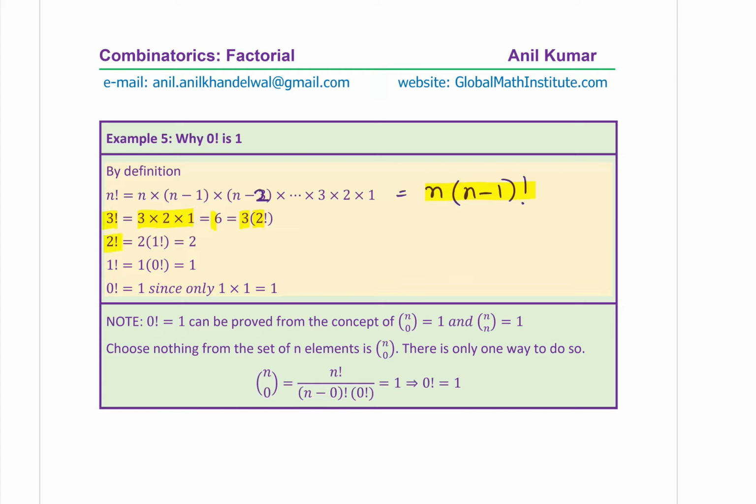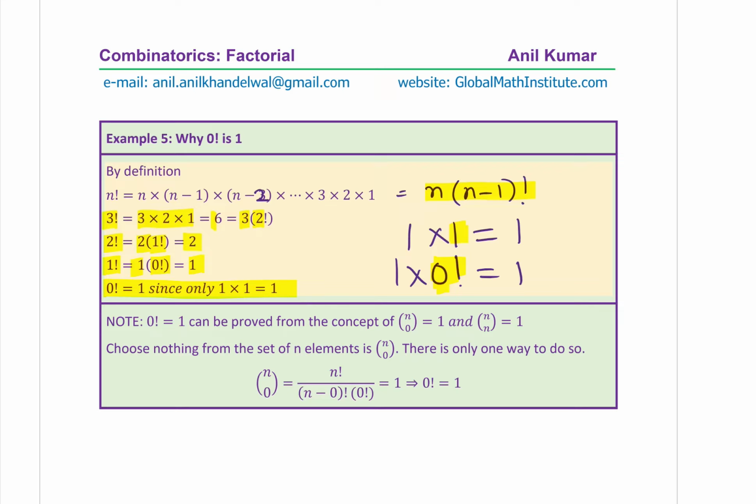How about 2 factorial? Well, 2 factorial is 2 times 1 factorial. The value is 2. Similarly, 1 factorial should be 1 times 0 factorial, and the answer is 1. Well, remember, only 1 times 1 is equal to 1. You're saying 1 times 0 factorial is 1. That means, clearly, that the value of 0 factorial should be 1, right? So that is how we conclude that 0 factorial is in fact just 1.